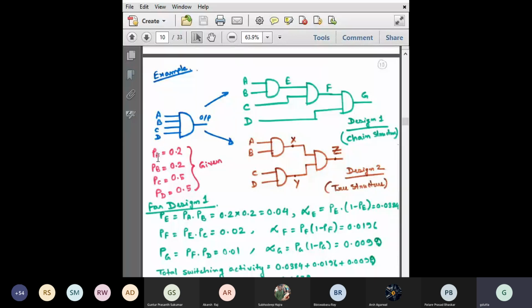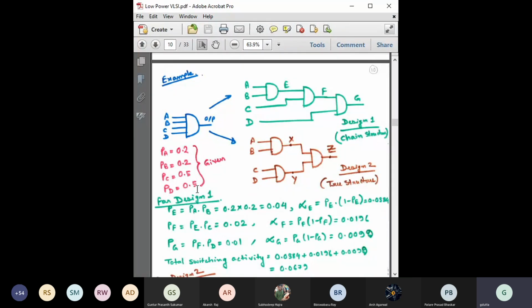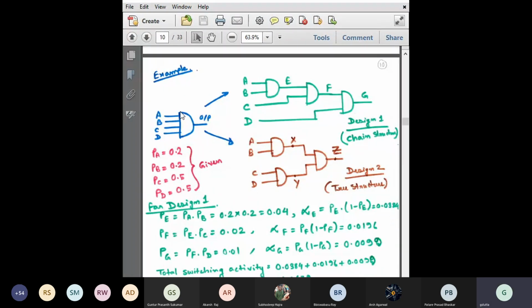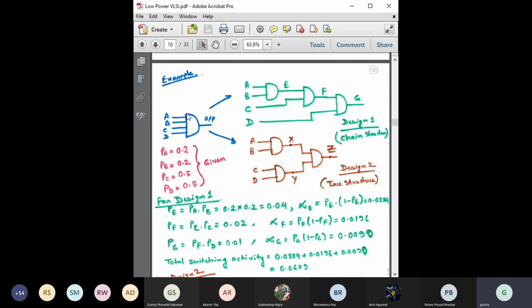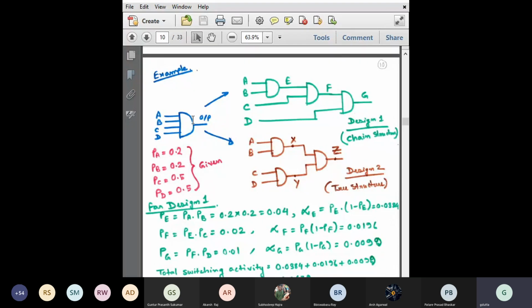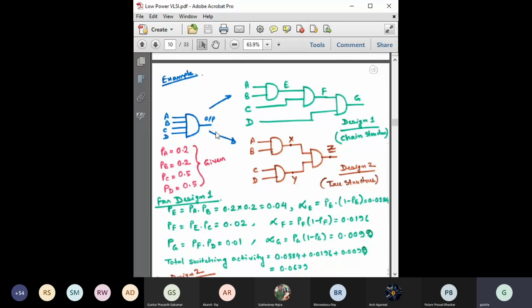That means the probability of this input D being equal to 1 is 50%. Now, we will also discuss this part a bit later on. Actually, it is not good to have a very high fan-in. We will discuss this part separately. Why is it not good to design such a gate?